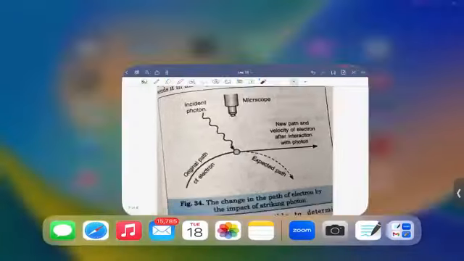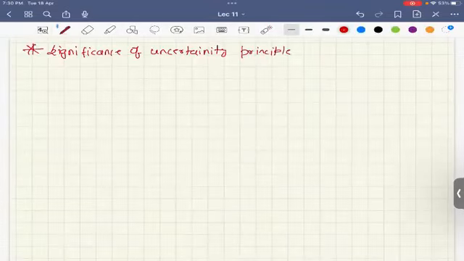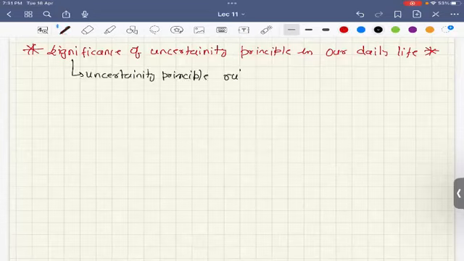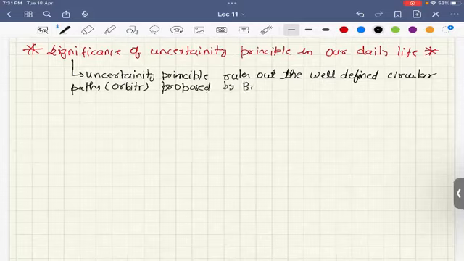Now, let us understand the significance of the uncertainty principle in our daily life. One of the important applications of Heisenberg's uncertainty principle is that it rules out the well-defined circular orbits or trajectories proposed by Bohr.